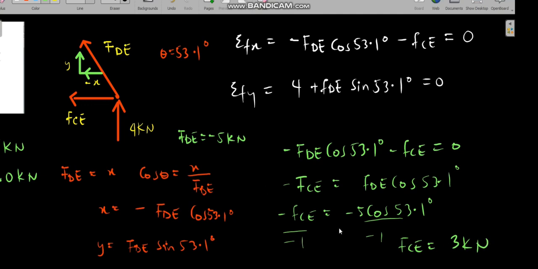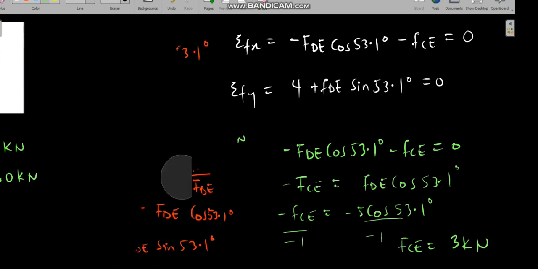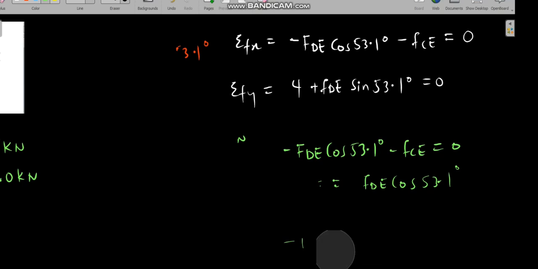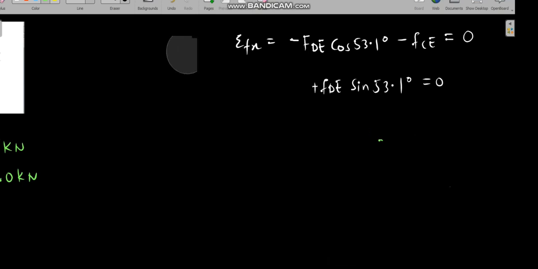So that's the value for FCE also. Okay, so now let's write down our values. Let me clean all this here.